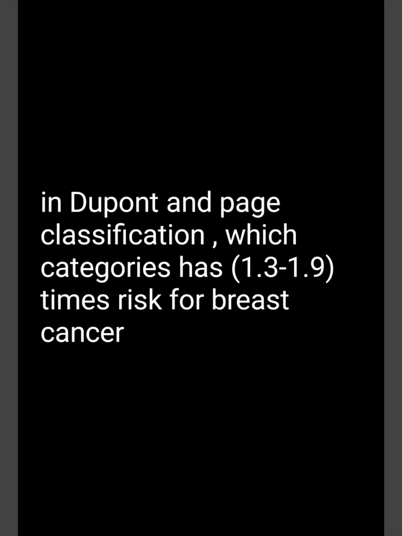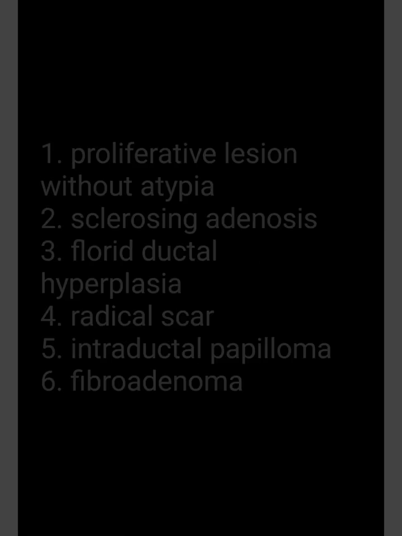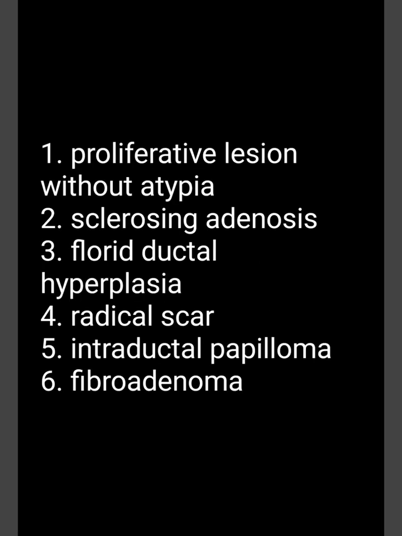In DuPont and Page classification, which categories have 1.3-1.9 times risk for breast cancer? 1. Proliferative lesion without atypia. 2. Sclerosing adenosis. 3. Florid ductal hyperplasia. 4. Radial scar. 5. Intraductal papilloma. 6. Fibroadenoma.